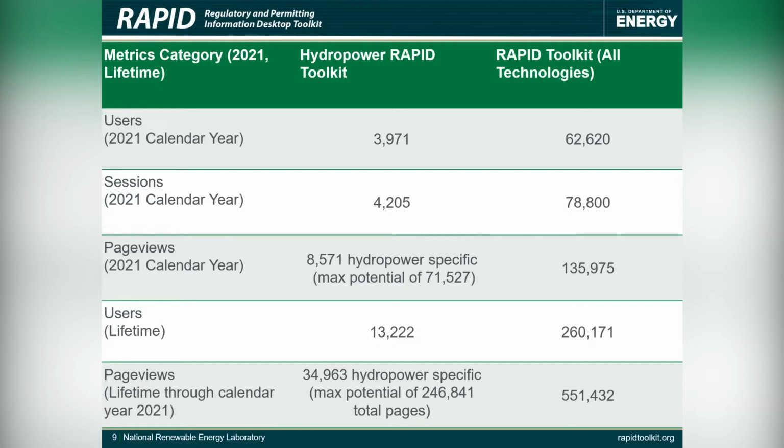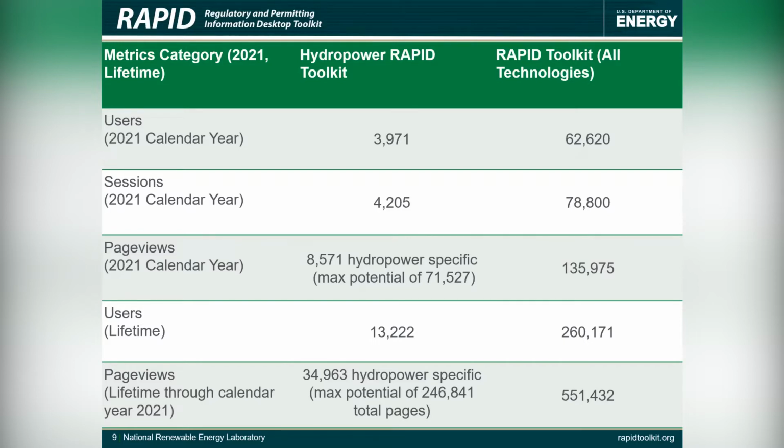Similarly, to date, over 13,000 users of hydropower-specific content, 35,000 page views, with up to 250,000 when we get into this total number. When you look at the website as a whole, that user base across the technologies, which encompasses everything we can track on the website, is much broader.